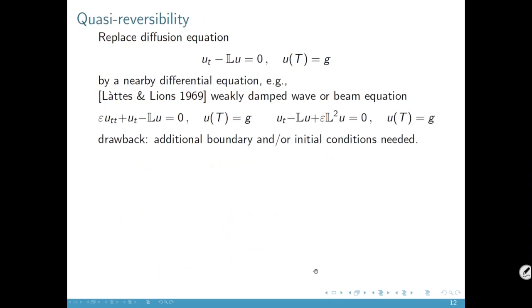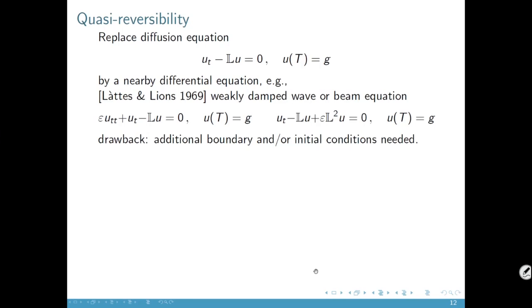So quasi-reversibility, what does this mean? We start off with this problem. That's actually what we want to solve. No fractional derivative or anything involved. But the concept of quasi-reversibility amounts to replacing the forward problem by something which is more amenable to inversion. We have seen previously that, for example, if you replace this parabolic problem by a hyperbolic problem, an undamped one, it becomes well-posed. And that's what people have been doing already a long time ago.